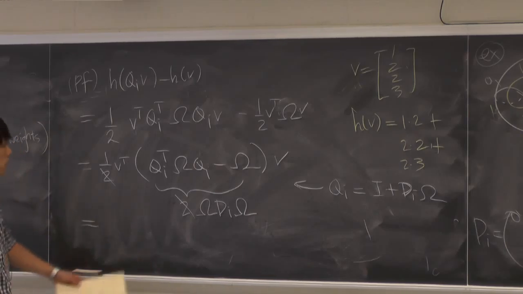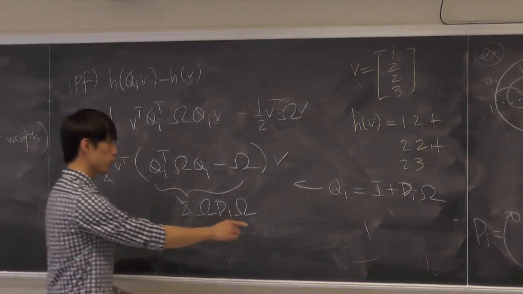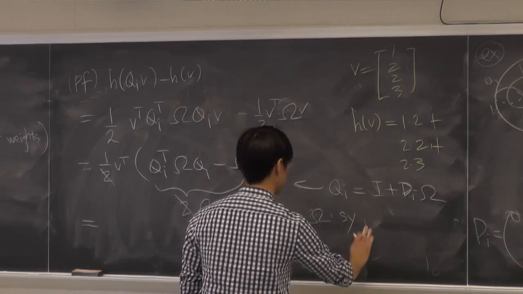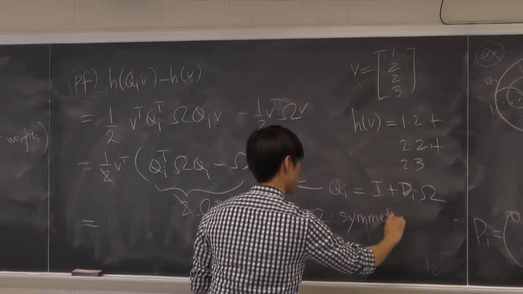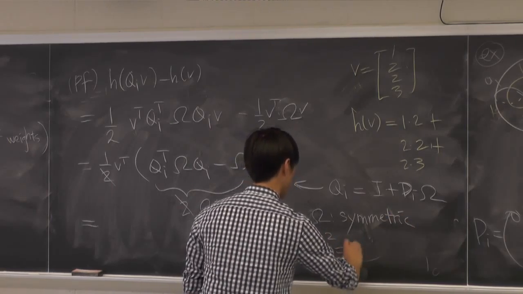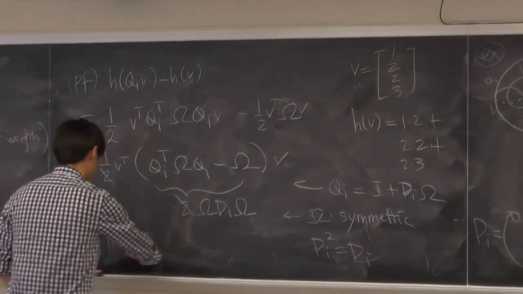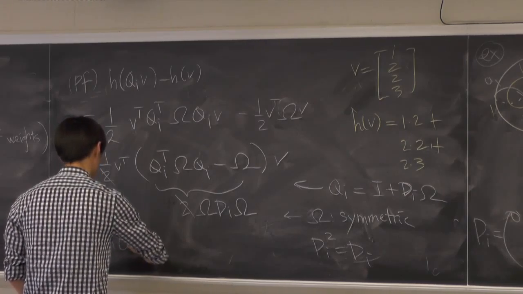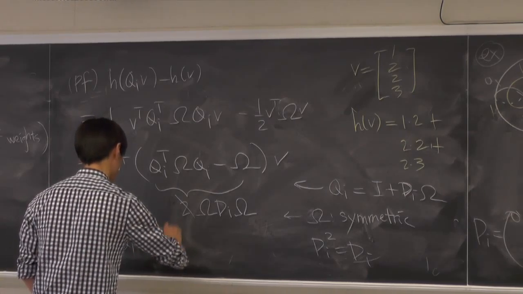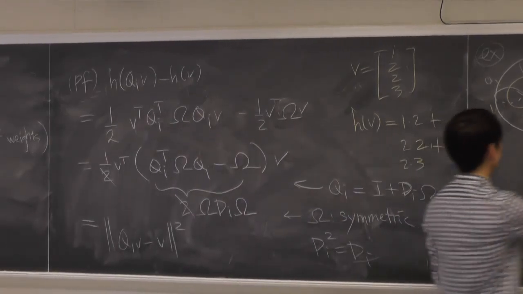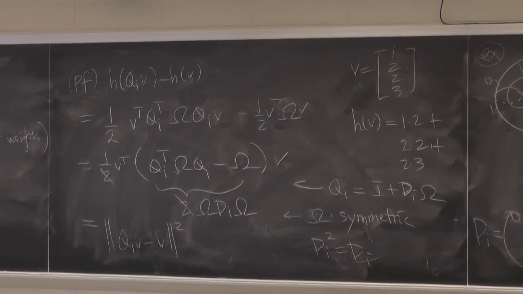So the scalar doesn't really matter. Using this form, and the fact that omega is symmetric and D_i squared is just D_i, we can conclude that it becomes the length of the difference between these two vectors. It's not hard to see, so just believe me. If you believe me, then we have a direct consequence of that.